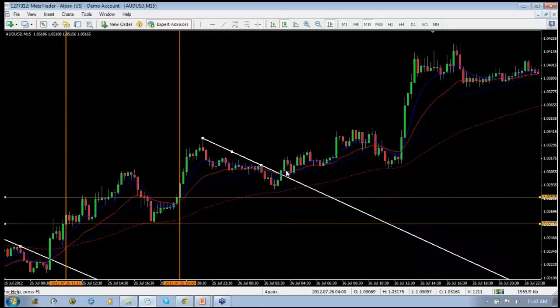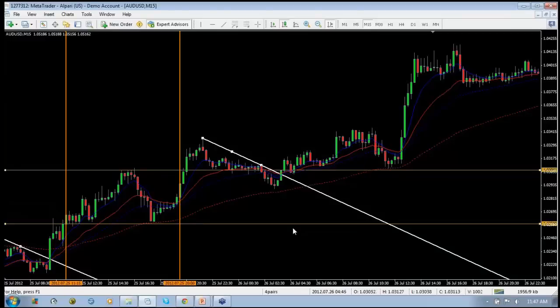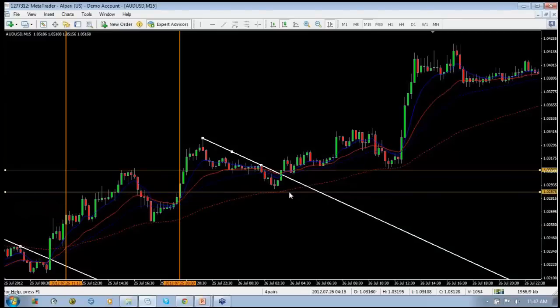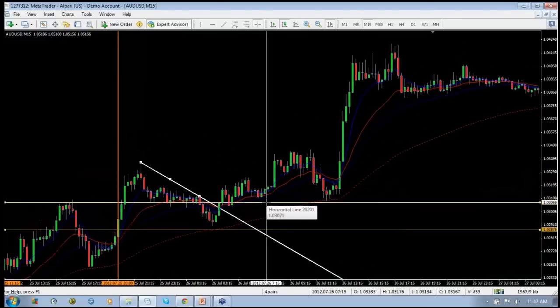And the same thing here. We got a pullback and a nice move up. Now, in this case right here, we got price coming up. We hit our target. Price moved back down. It's making its way down. Find support again at the 80.